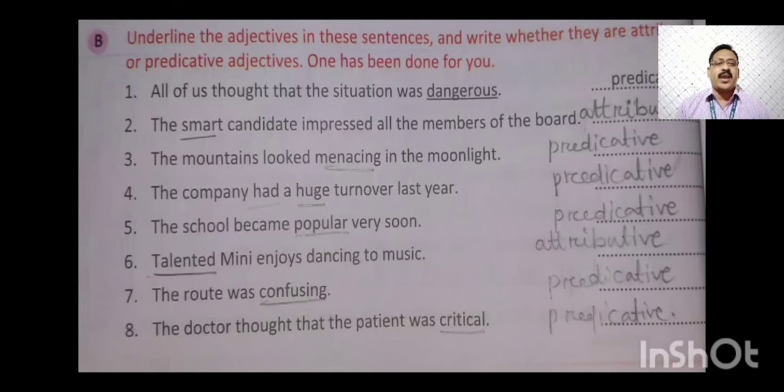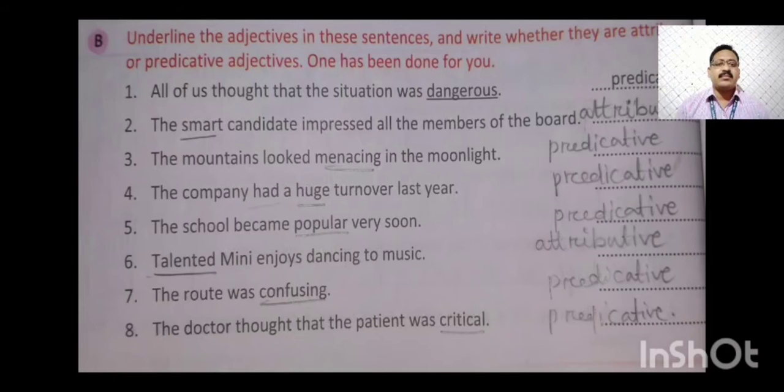The company had a huge turnover last year. Here also it is the same thing. The adjective is after the noun. So, it is a predicative adjective. The school becomes popular very soon. Here also, after the adjective popular there is no noun. So, it is a predicative adjective.